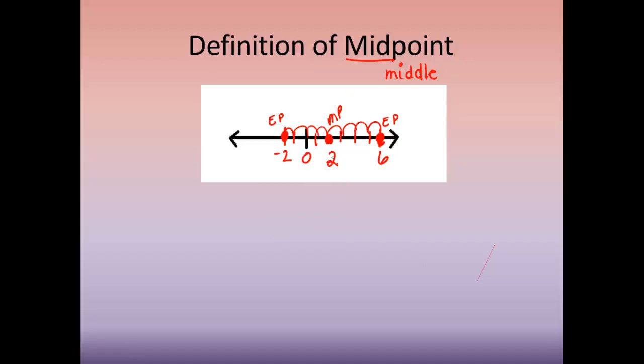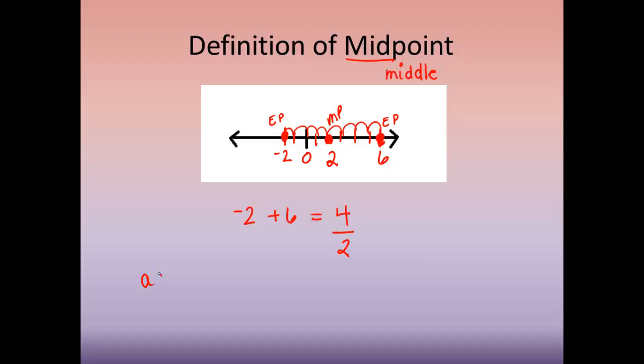So that's one way to do it, but it gets a lot harder when we're not working on a horizontal or a vertical line, but our line is diagonal. So we're going to take our two endpoints, -2 and 6, and we're going to add them together, and we get 4. Then we're going to take that 4 and we're going to divide it by 2.